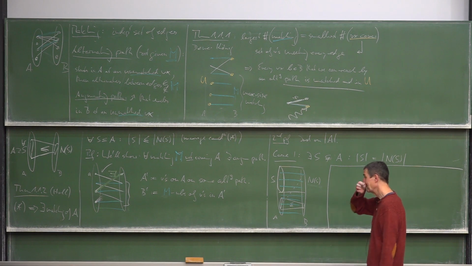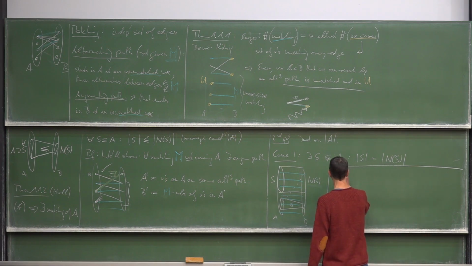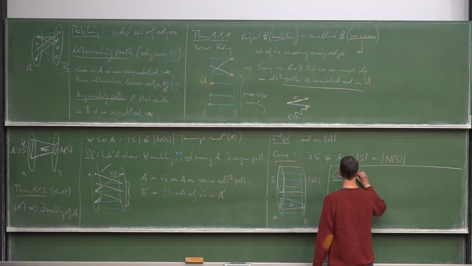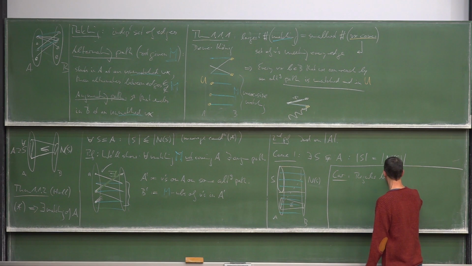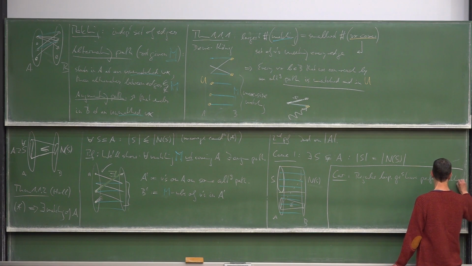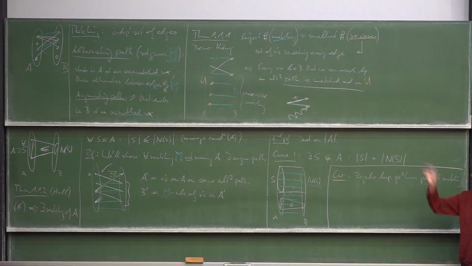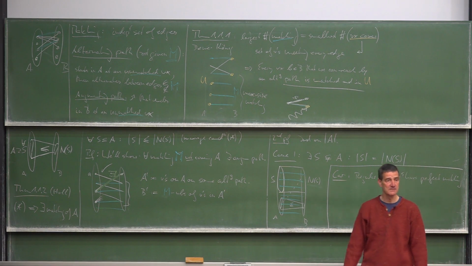But let me include the following corollary, and that is that regular bipartite graphs have perfect matchings. A matching in a bipartite graph is perfect if it covers both A and B. And regular, in case I haven't mentioned it yet, means that all degrees are equal.